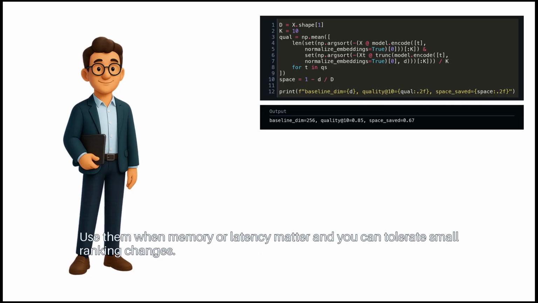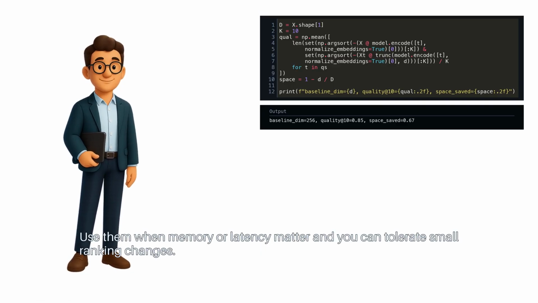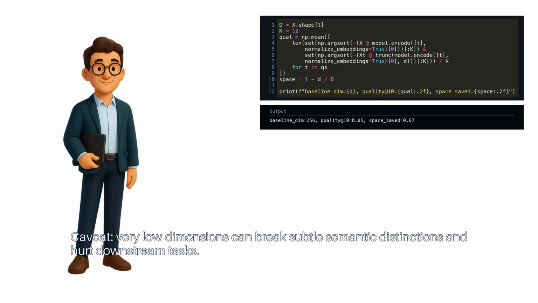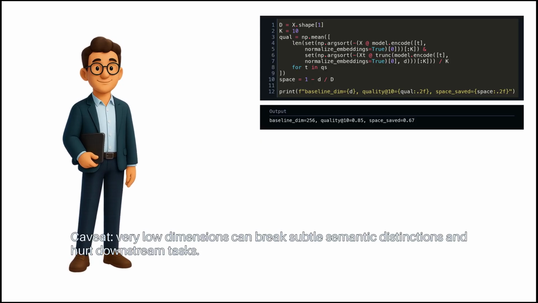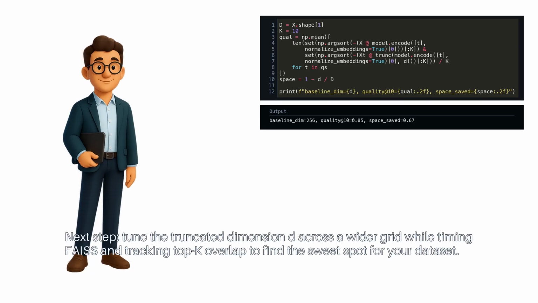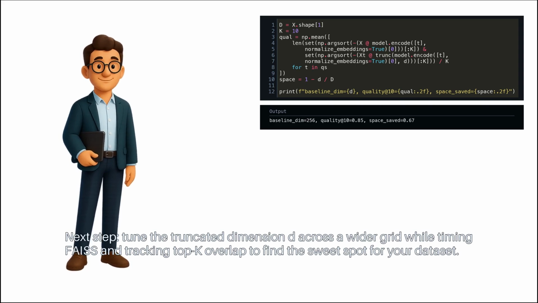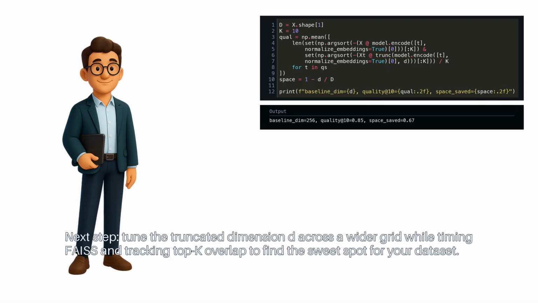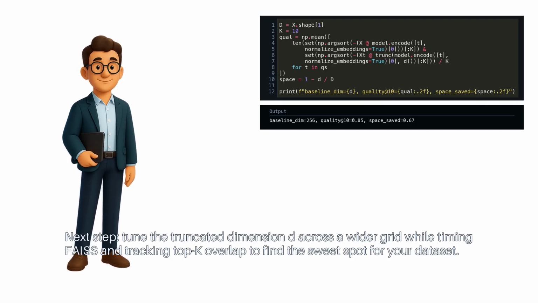Use them when memory or latency matter, and you can tolerate small ranking changes. Caveat: very low dimensions can break subtle semantic distinctions and hurt downstream tasks. Next step: tune the truncated dimension d across a wider grid, while timing FAISS and tracking top-k overlap to find the sweet spot for your dataset.